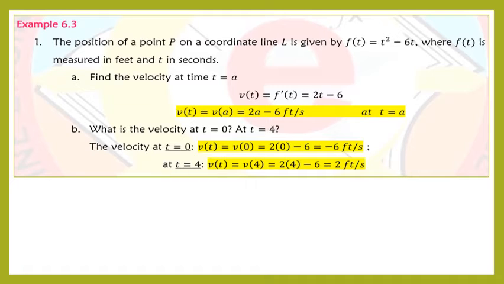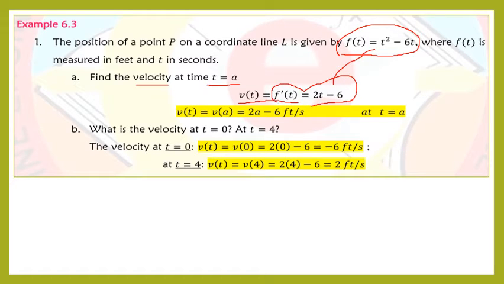For example, the position of a point P on a coordinate line is given by f of t equals t squared minus 6t, where f of t is measured in feet and t in seconds. First, find the velocity at time equals a. So, hanapin natin dito class is yung velocity. Using the formula of the velocity, v of t is equal to f prime of t. Yung f prime of t natin, that is the derivative of the given function. So, the derivative of f of t equals t squared minus 6t is equal to 2t minus 6.